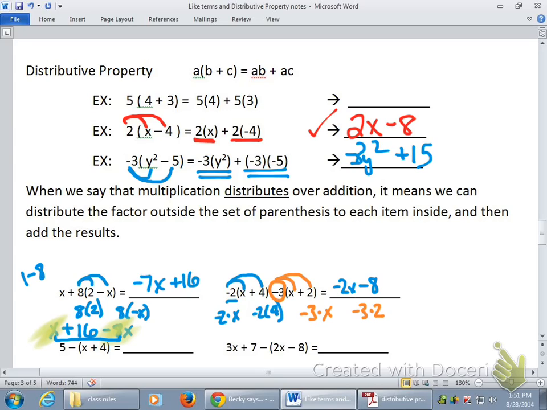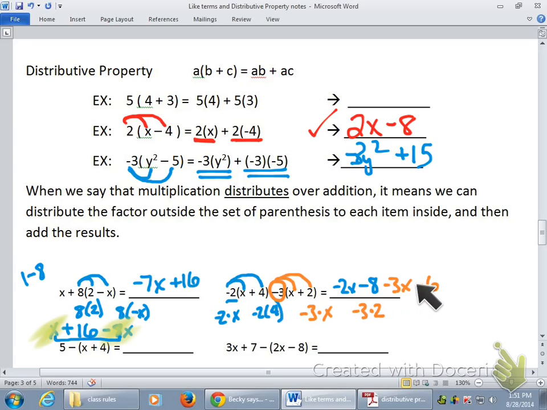So let's put it on paper. What is negative 3 times x? Negative 3x. And negative 3 times 2? Negative 6. Negative 6. Okay? Now, I did those in two different colors to show you that it was two different distributive properties. But now I need to take a look at what I have here.